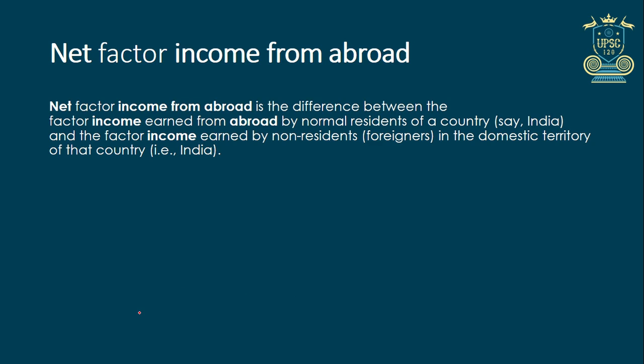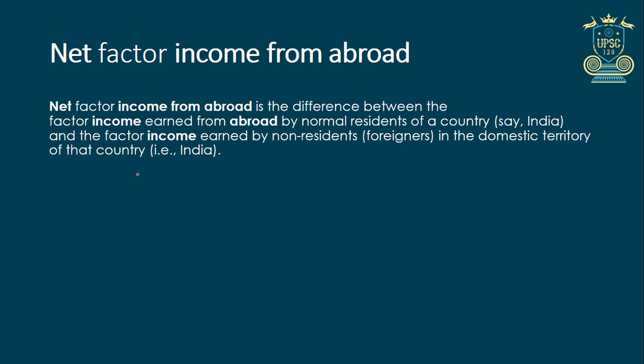Difference between the factor income earned from abroad by normal residents of the country, say India, and factor income earned by non-residents in the domestic territory of the country. That is, in GNP, only the value of goods and services of Indians are to be calculated.